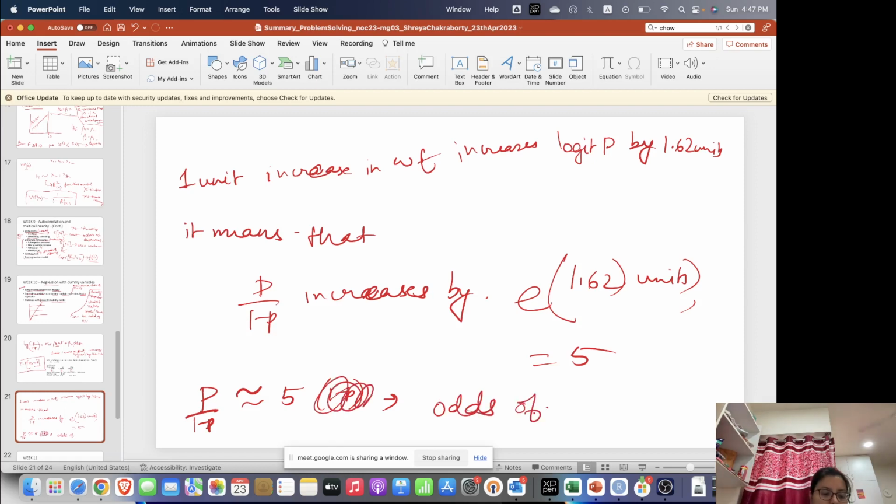What it means is that the odds of getting V equal to 1 is 5 times the odds of the other outcome, or the odds of getting V equal to 1 increases by 500%. Okay, this is how we should interpret.